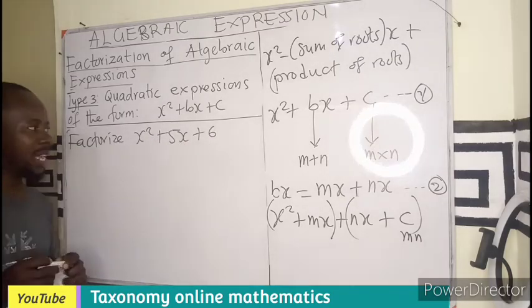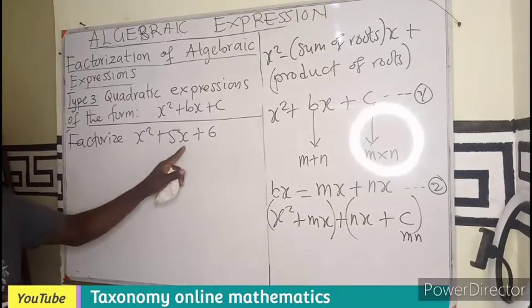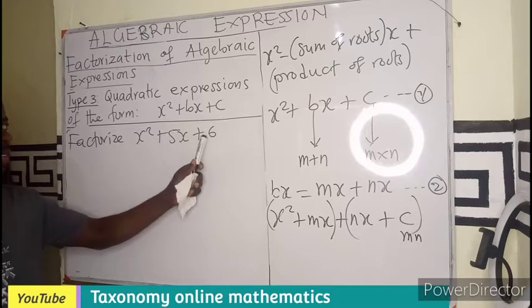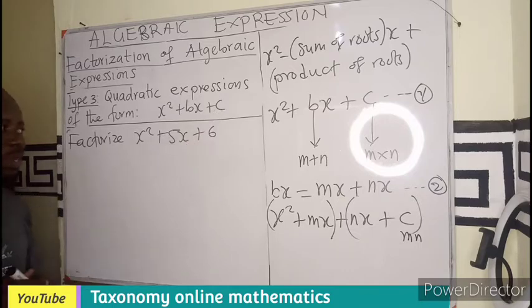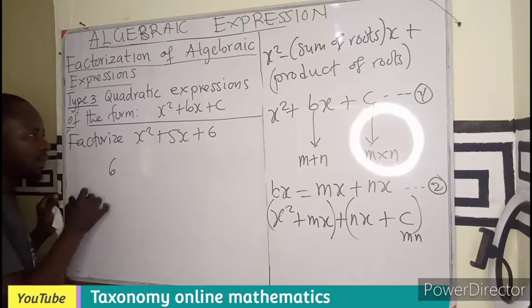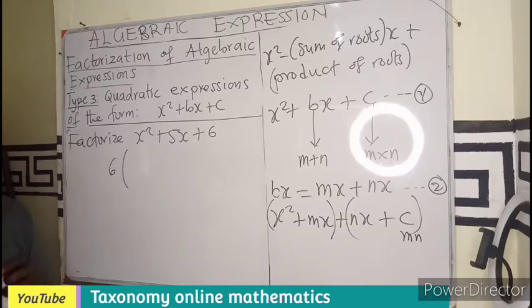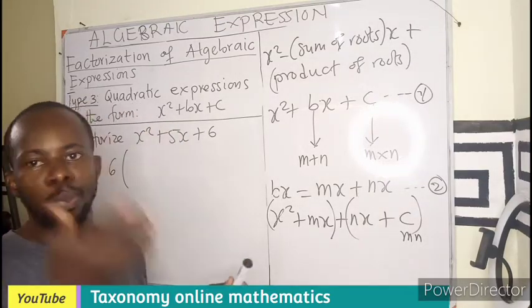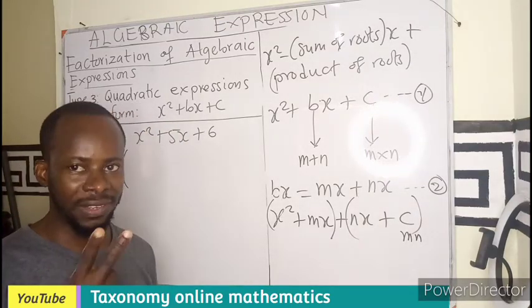We have to factorize x squared plus 5x plus what? C. So our C is now what? 6. So we are going to look out for factors of 6. Don't forget, we said factor. We didn't say whether it should be positive factors or negative factors. So all possible factors of 6.